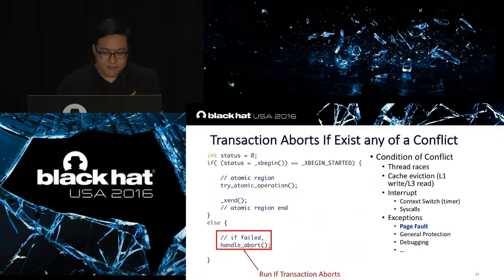And there are several reasons that TSX can fail. Of course, the definite reason is that if there's a thread race, it will fail. In addition to that, if there's a cache eviction or interrupt, it will fail. And more importantly, it will fail if a page fault happens. And we are very interested in page faults because in the timing side channel attack, we are looking for that.